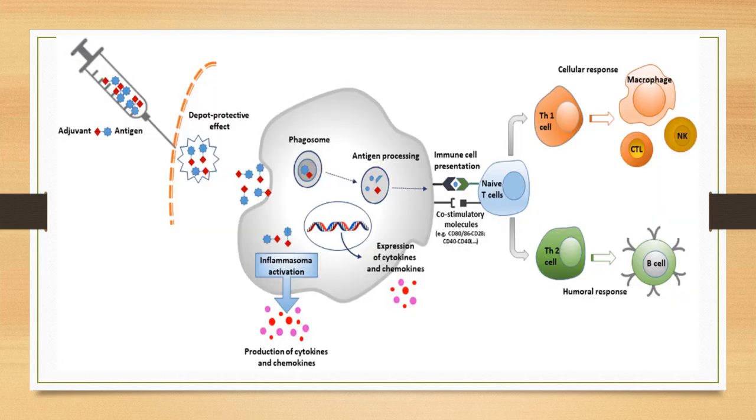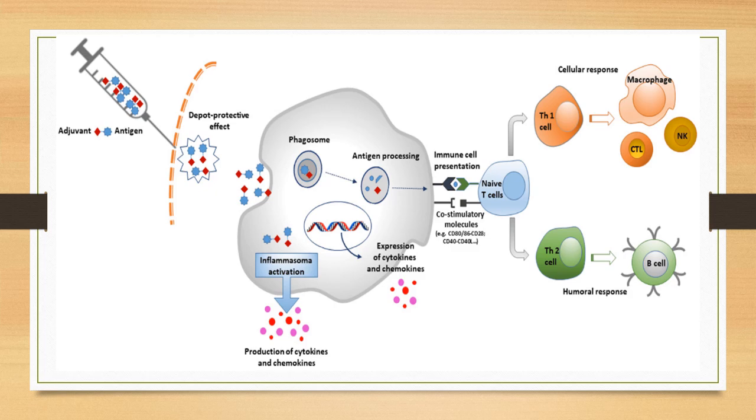So here is the image which will tell you about the paragraph I have mentioned before. The adjuvant will interact with the antigen to enhance the immune response. As we have seen in the previous sessions, when the antigen or the harmful agent enters the cells, there is formation of phagosomes. That phagosome will be processed. After being processed, there is inflammasome activation, which will lead to the production of cytokines and chemokines.